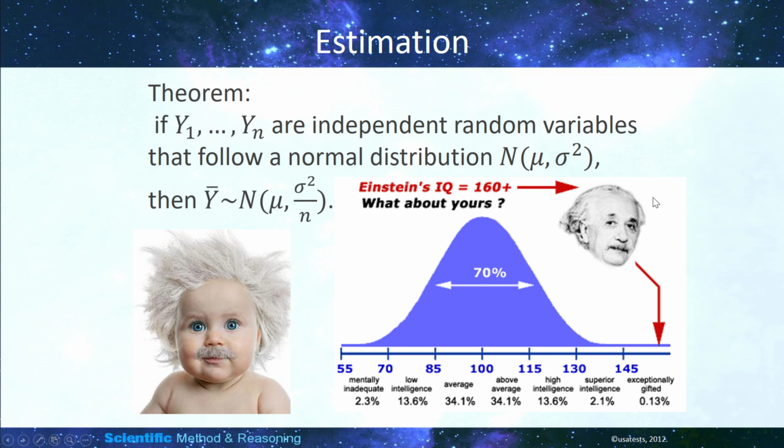This is an important theorem, with mean mu and variance sigma square over n. The sigma square is the same as the population variance, but the variance of the sample mean depends on the sample size. The larger the sample size, the smaller the variance of the sample mean. So we have sigma square over n.